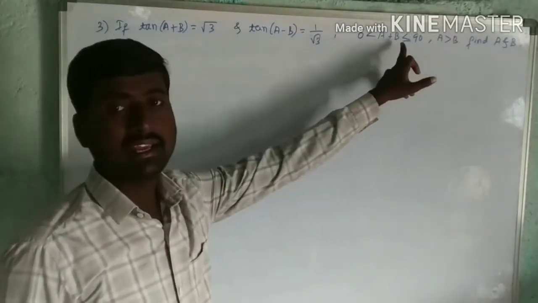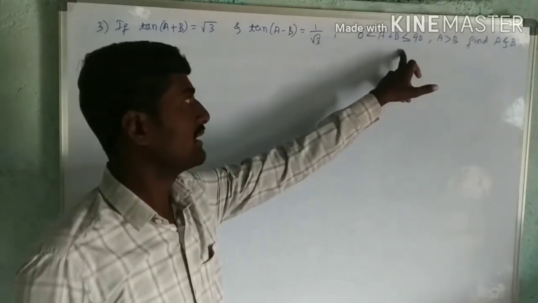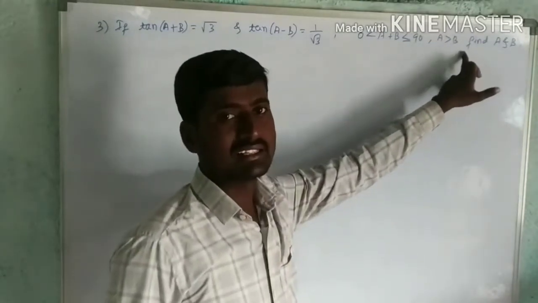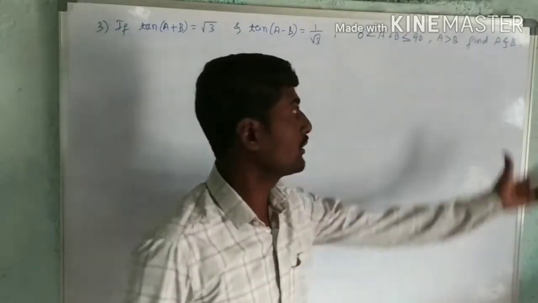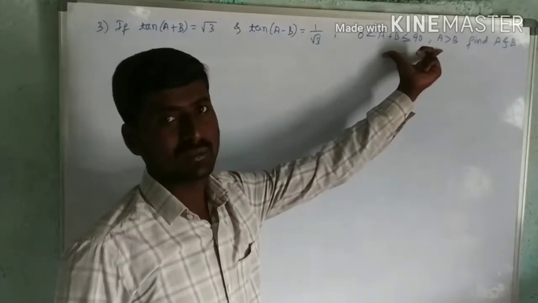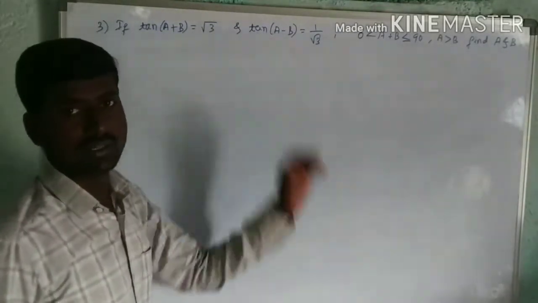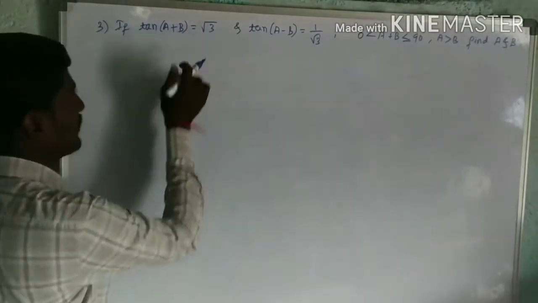So the angle a plus b is greater than 0 and it is less than or equal to 90 degrees, and also angle a is greater than angle b. Find a and b. We have to find a and b. No need to bother about these two conditions. We have to find a and b with these two conditions. Let us take the first one.